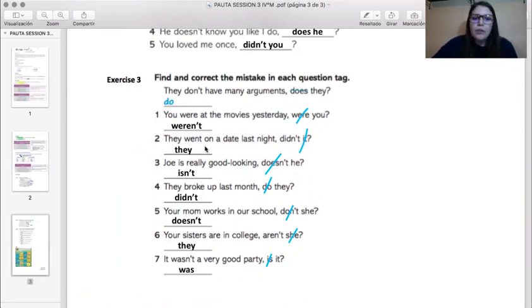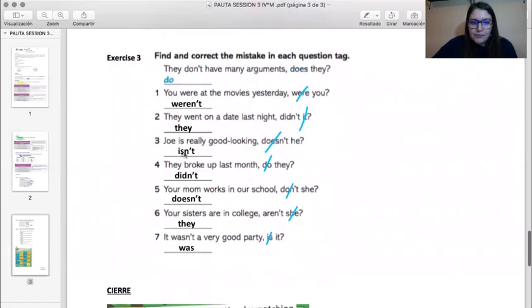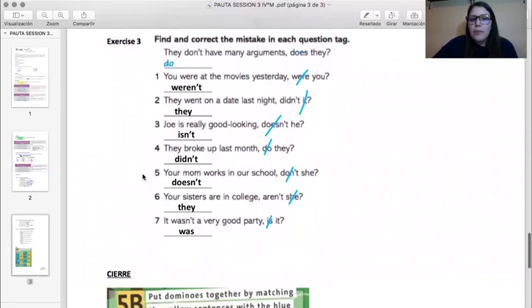Number 2, they went on a date last night, didn't they? Recordar que debo repetir el pronombre. Number 3, Joe is really good looking, isn't he? Estoy utilizando el verbo is en positivo, por lo tanto utilizo el negativo. Number 4, they broke up last month, didn't they? Broke up está en pasado. Recordar que el verbo es break, por lo tanto debería utilizar el negativo del pasado.